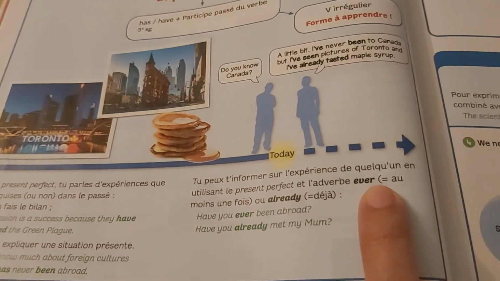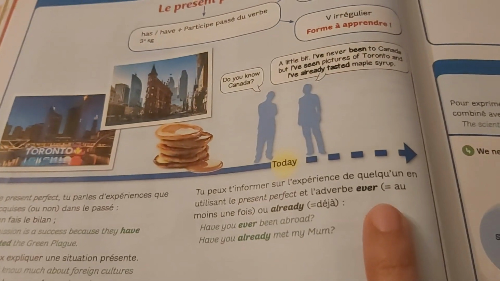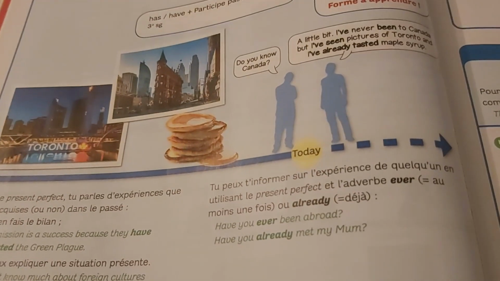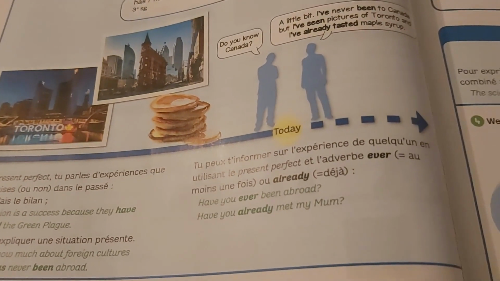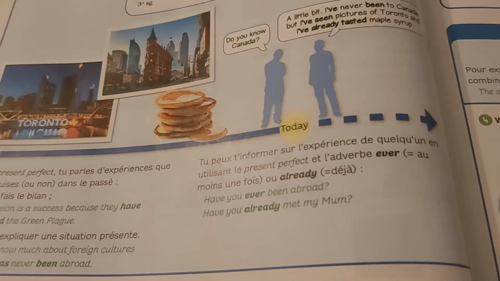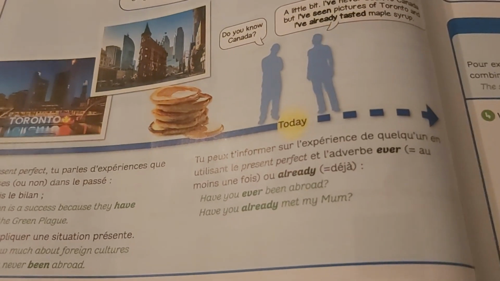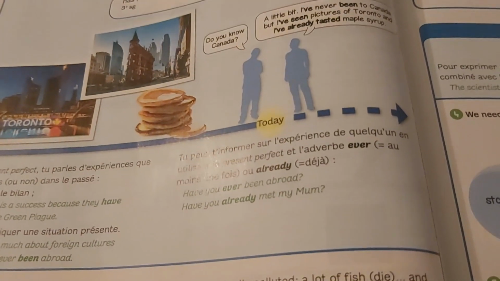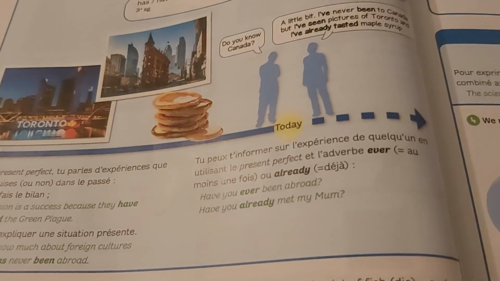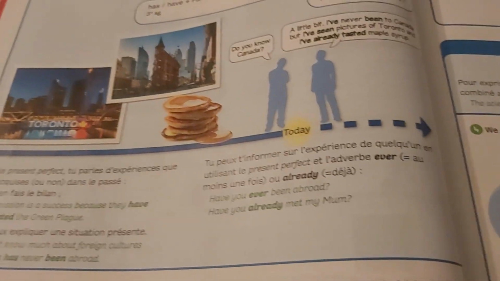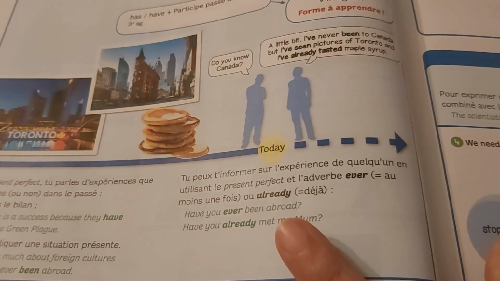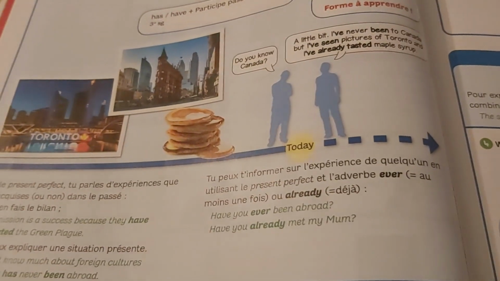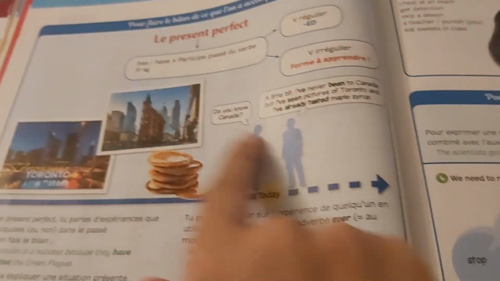Regardez ça, c'est ever, on utilise pour poser la question, pour savoir est-ce que vous avez déjà fait quelque chose, est-ce que vous avez de l'expérience de quelque chose, okay? Have you ever been abroad? Or have you already met my mom, etc., etc. So we use them, and later we're gonna see how we're gonna use them in the phrase. But today you need just to know ever and already. Okay, au moins une fois ou already, déjà. That's all in order to use with your phrases.